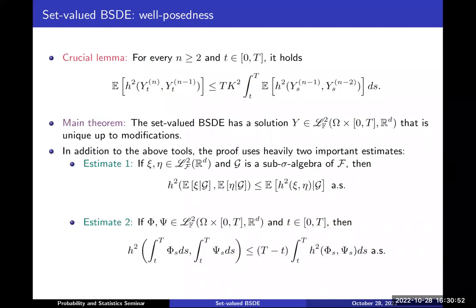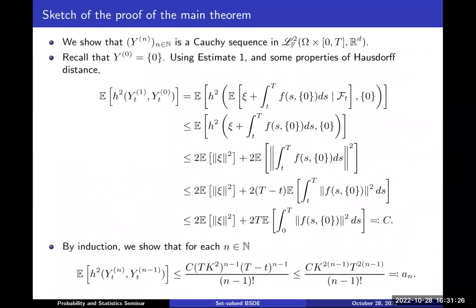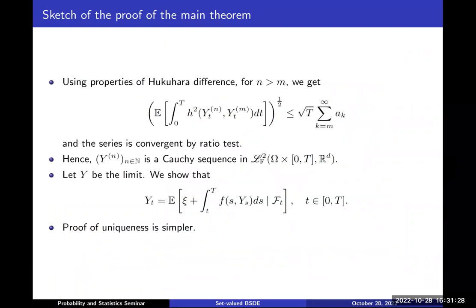The tools that we used to prove this lemma, for instance, was one, we have this contraction property for set valued conditional expectations. And two, we have also some estimate on set valued integrals of processes with respect to time. So these are two properties which are well known in the standard, vector valued case, but when you have the Hausdorff metric, this requires some long proof. I won't go into the sketch of the proof. Let me skip those.